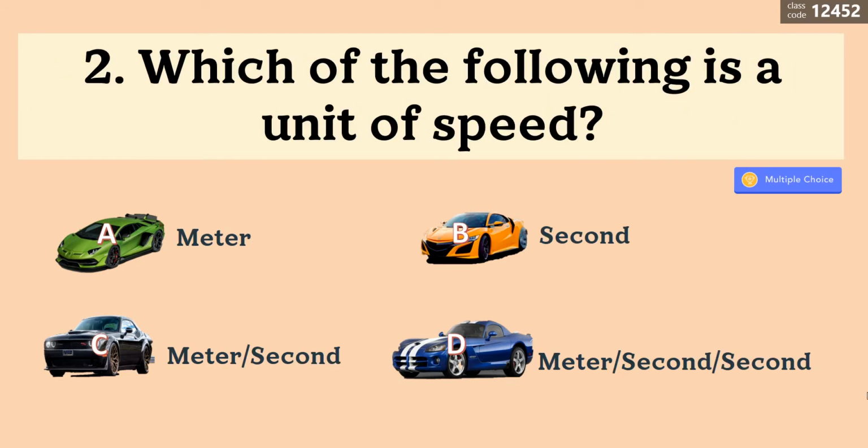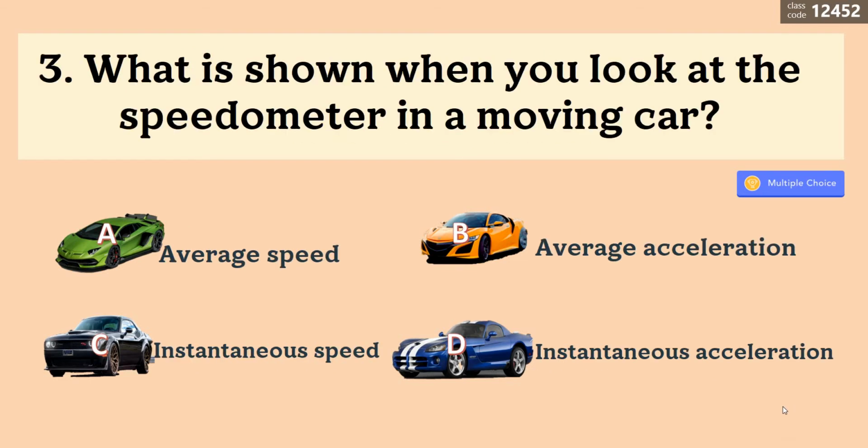Which of the following is a unit of speed? A. Meter. B. Second. C. Meters per second. D. Meter per second per second. Okay, the correct answer is letter C, meter per second. Number 3 question.